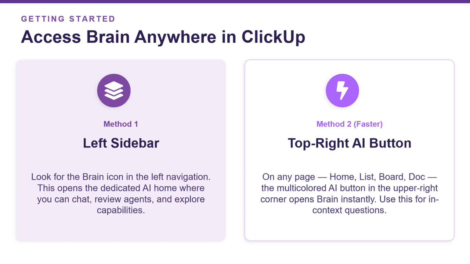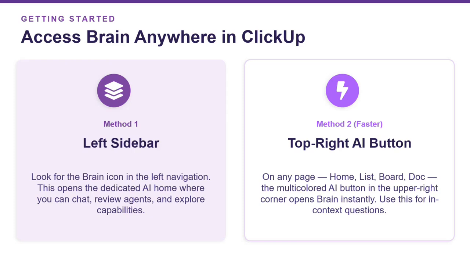Before we use any of these tools, you need to know how to open Brain. There are 2 easy ways. Method 1 is the left sidebar. You'll see a Brain icon there. Click on it and you land on the AI home where you can chat, manage agents, and explore features.